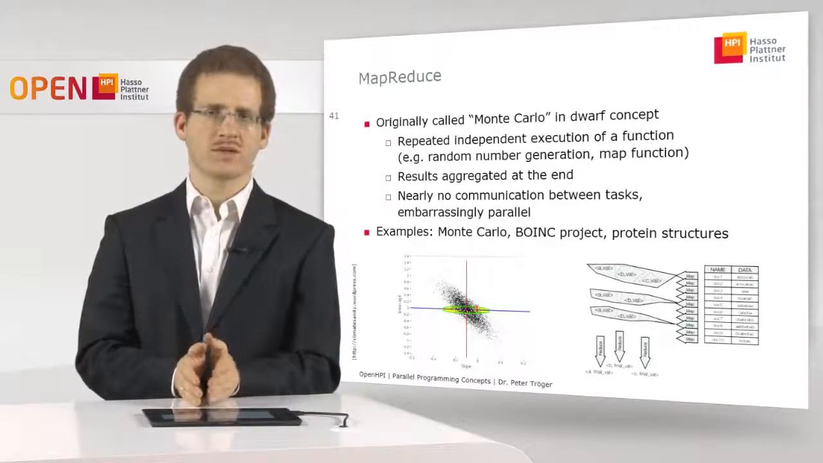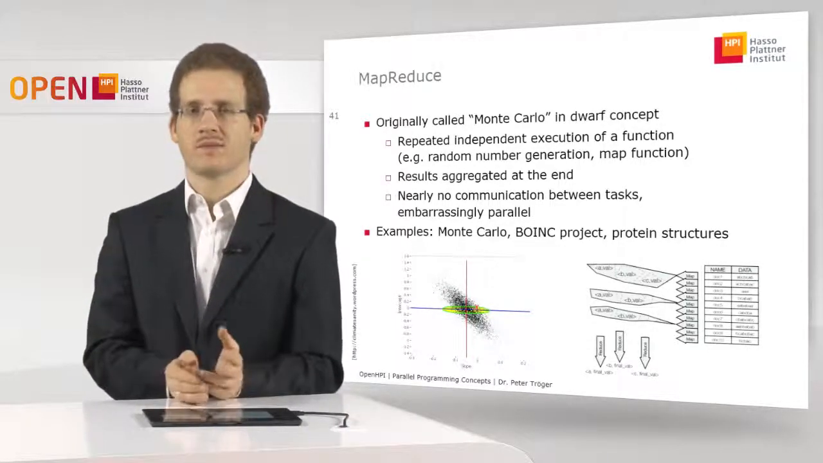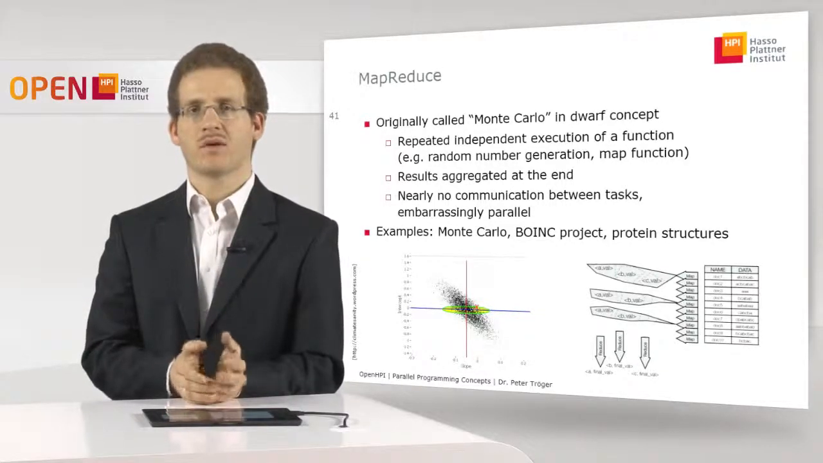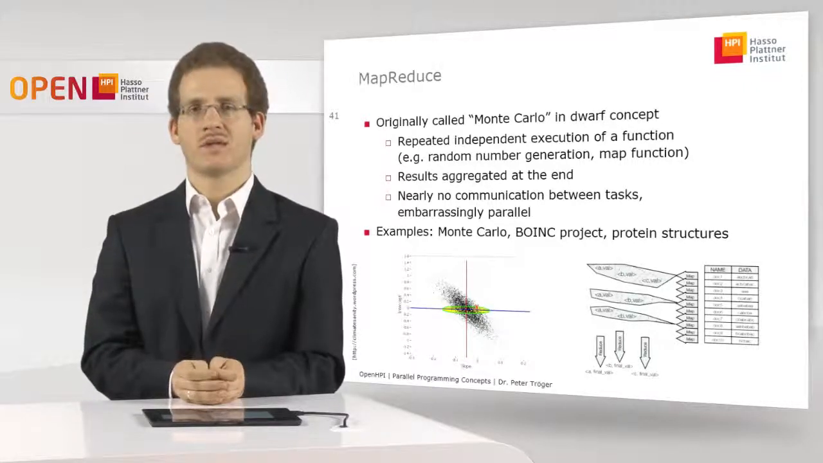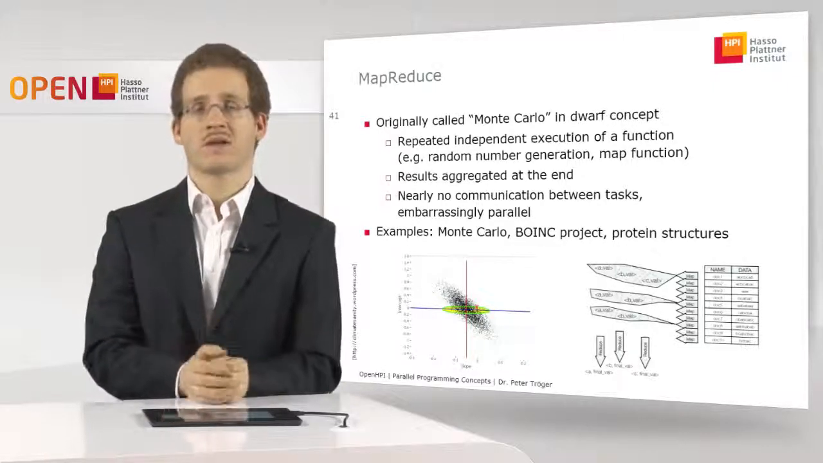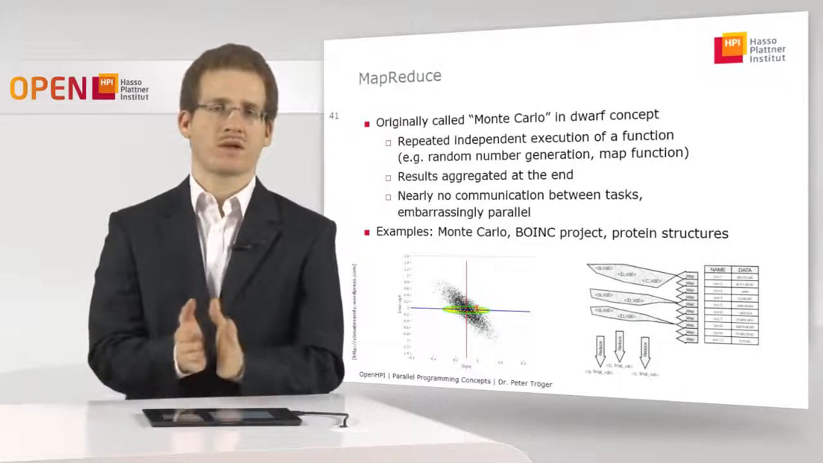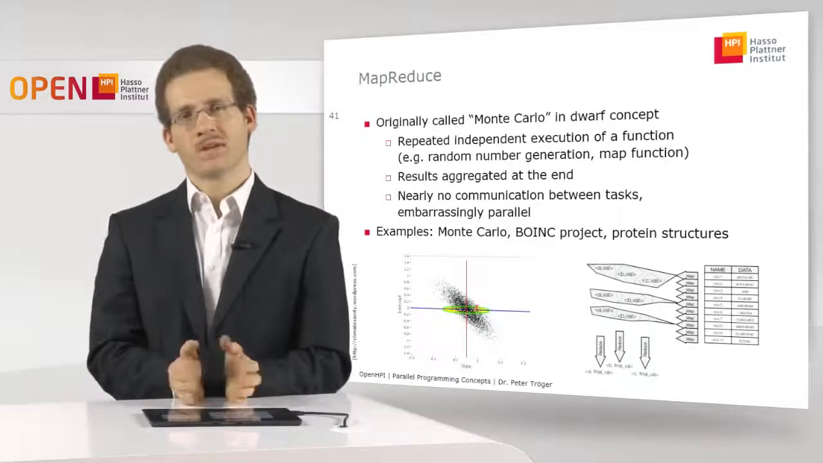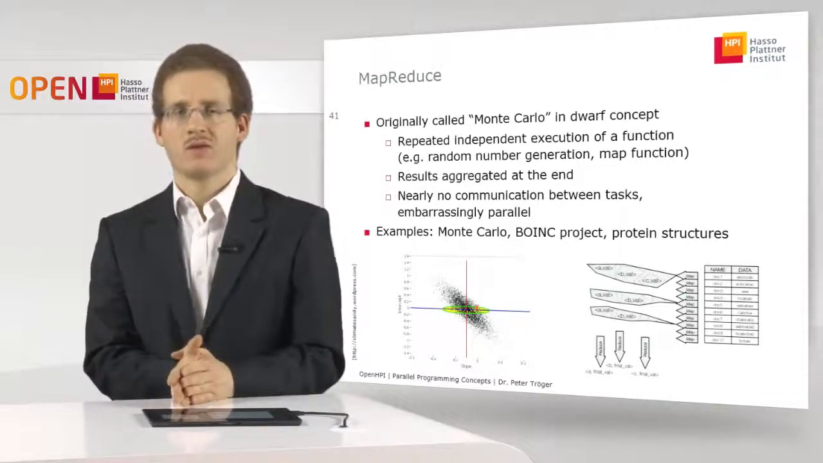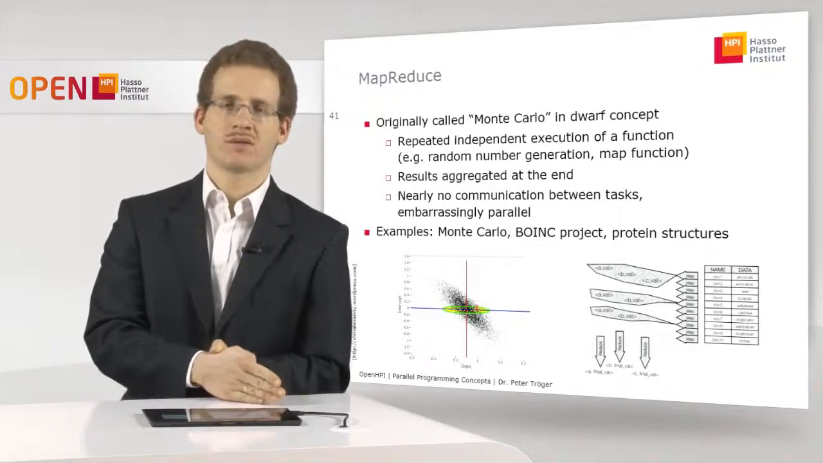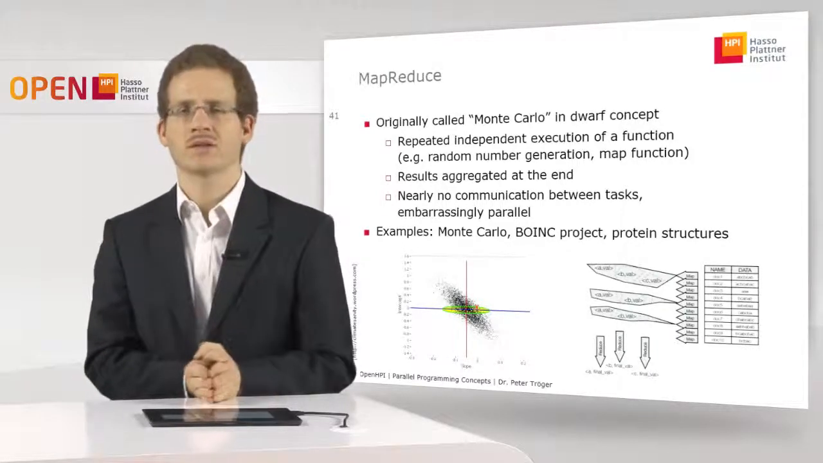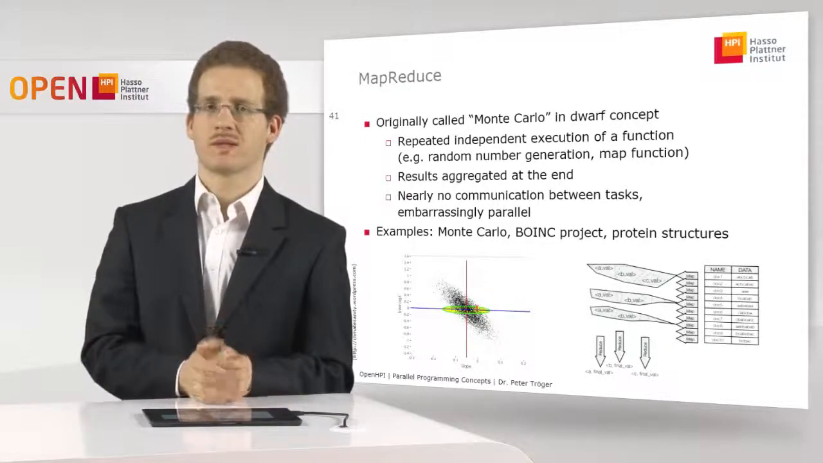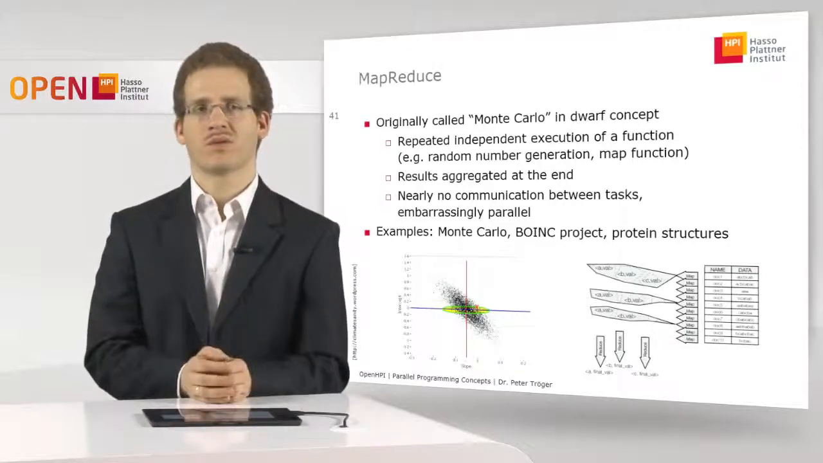A Monte Carlo simulation is one where you take a random number generator and you have a lot of these random number generation rounds. So you do an independent execution of a particular function in order to get data inside of your simulation. And now the question is, how can you parallelize this? When you take MapReduce, then you could argue that this is also the independent execution of the same function, in this case the map function, on particular different data items. And therefore the idea here is to put them into one dwarf.